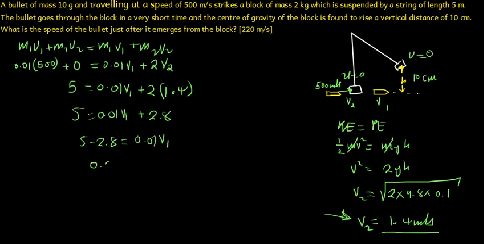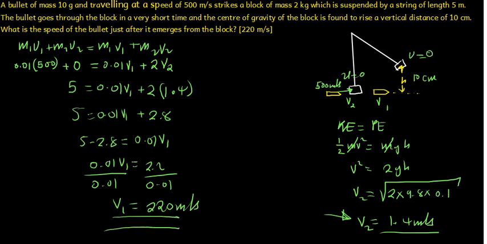So we say 0.01 v1 is equal to 5 minus 2.8, that is 2.2. So divide both sides by 0.01. So v1 is going to give us 220 meters per second, and so that is the answer then.